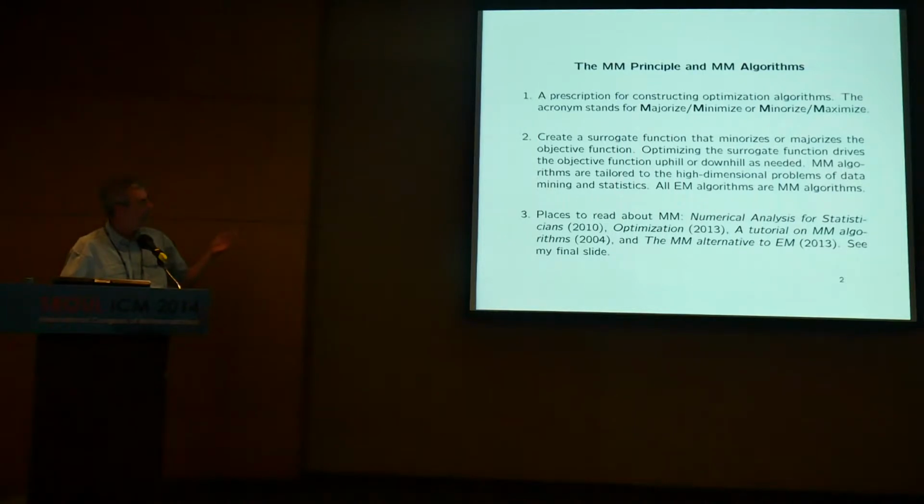If you want to minimize, then you majorize, and then you minimize, and if you want to maximize, you minorize, and then you maximize. And the whole idea is you create a surrogate function for the objective function you want to optimize. And the surrogate function is designed to be simpler to optimize. And when you optimize it, it sends the objective function downhill or uphill, depending on the circumstances. So these are monotone algorithms. They're tailored to these high-dimensional problems in data mining and statistics.